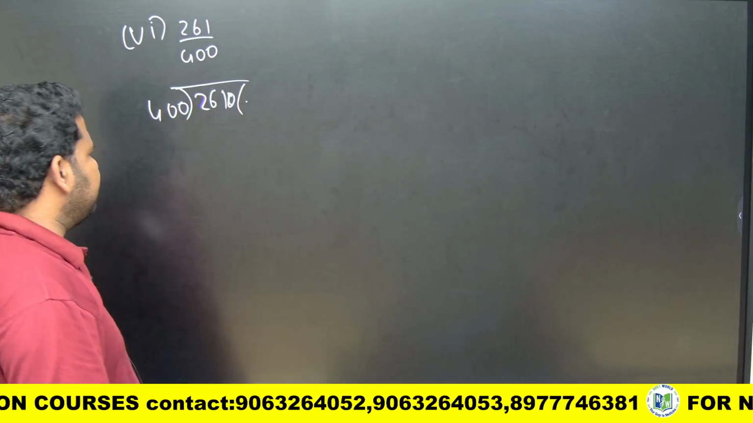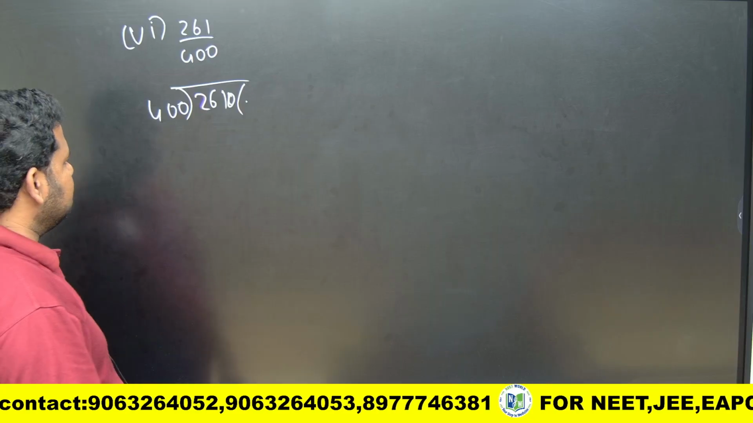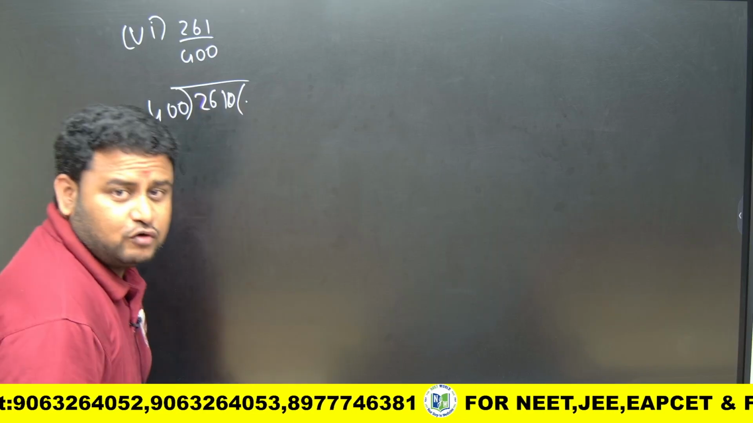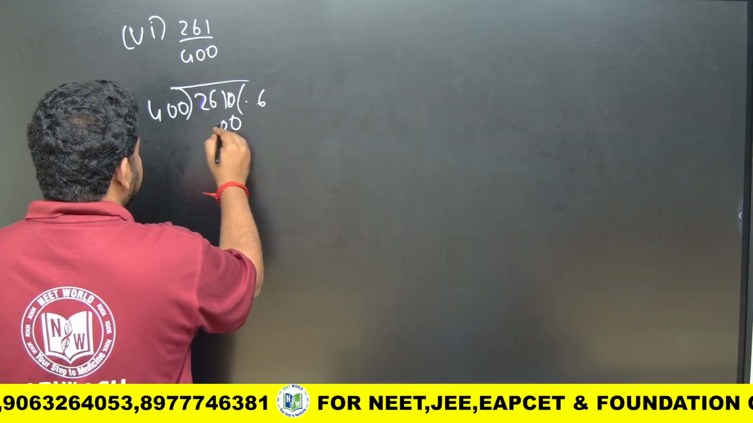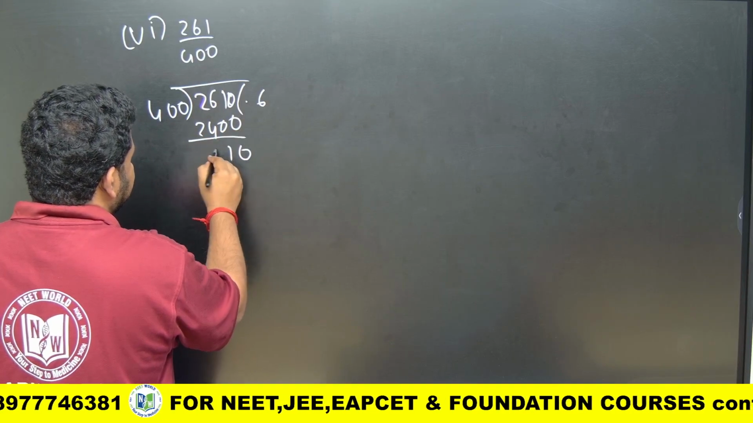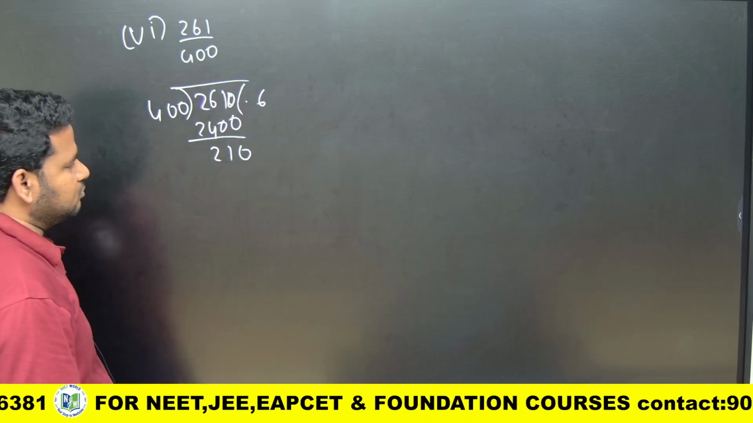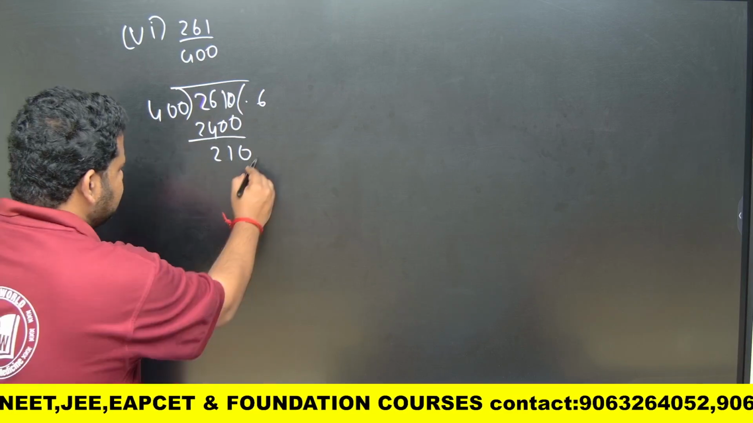If I talk about 400 and 2610, so talk about 26 and 4. 4 is close to 26 by how? 4 6s are 24. 6 zeros are 0, 6 4s are 24. What is the remainder that we will get? 6 minus 4 is 2, so 210. Again 210 is less than 400, so again I should put 0 here.